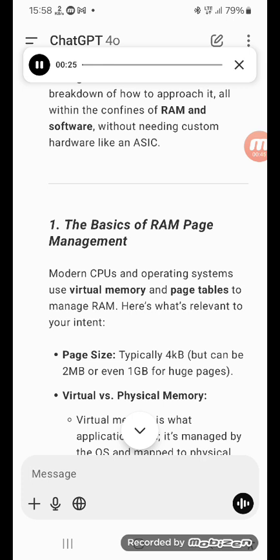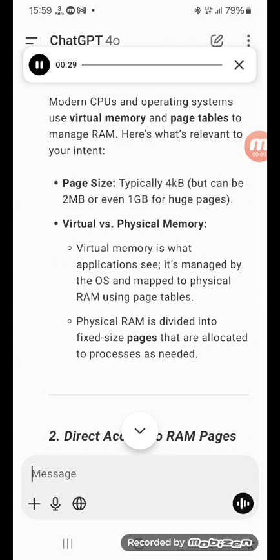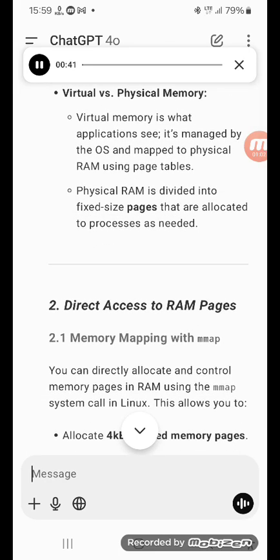1. The basics of RAM page management. Modern CPUs and operating systems use virtual memory and page tables to manage RAM. Here's what's relevant to your intent. Page size, typically 4 kilobytes, but can be 2 megabytes or even 1 gigabyte for huge pages. Virtual versus physical memory. Virtual memory is what applications see. It's managed by the OS and mapped to physical RAM using page tables. Physical RAM is divided into fixed-size pages that are allocated to processes as needed.